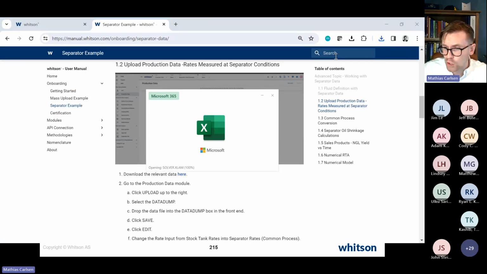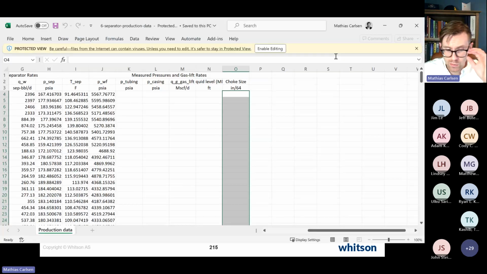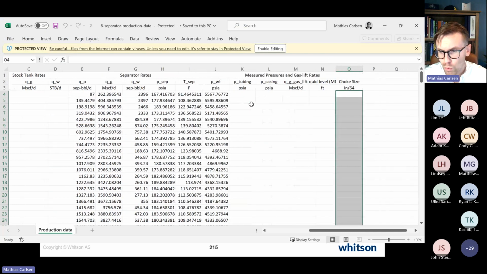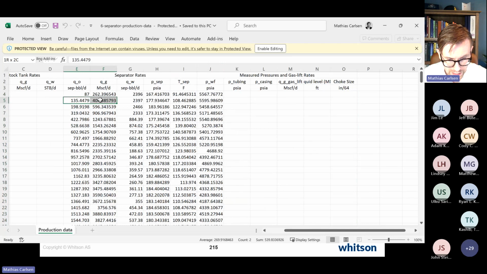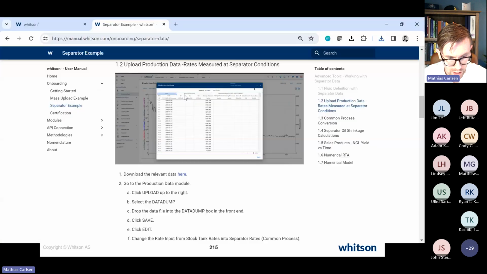That means that you've measured the rates at separator conditions. That's what you have available. Very, very relevant for flowback data, for instance. So here you see I have oil rate, gas rate, and water rate, at separator conditions over time. That's what you're looking at there.